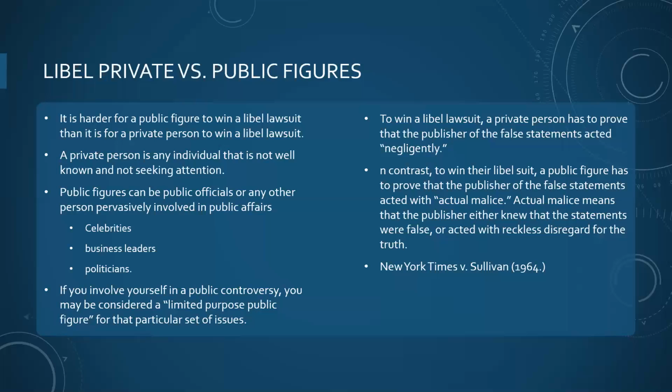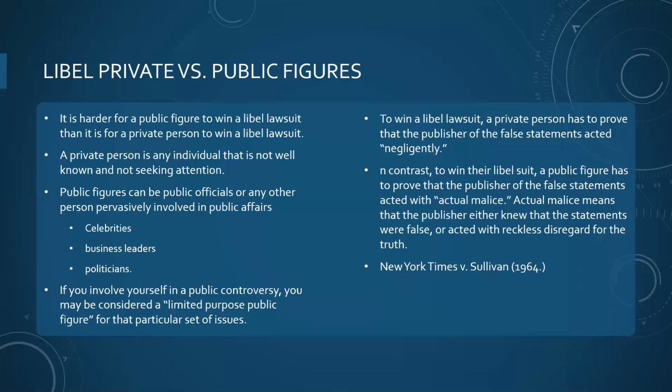So public figures can be public officials or any other person that's pervasively involved in a public affair. So there's celebrities, business leaders, and politicians. Those types of people are considered public people. But also, if you involve yourself in a public controversy, you can be considered a limited purpose public figure for a particular set of issues. So if you save the president from being shot, that's actually a case, and people write things about you and it harms your reputation, but they happen to be true, but it still harms your reputation. Because you made yourself a news story, because you chose to save the president, you're now newsworthy and you are then moved up into the spot of being a public figure, at least in that moment. So anything that surrounds that issue, it's really hard to prove a libel lawsuit for.